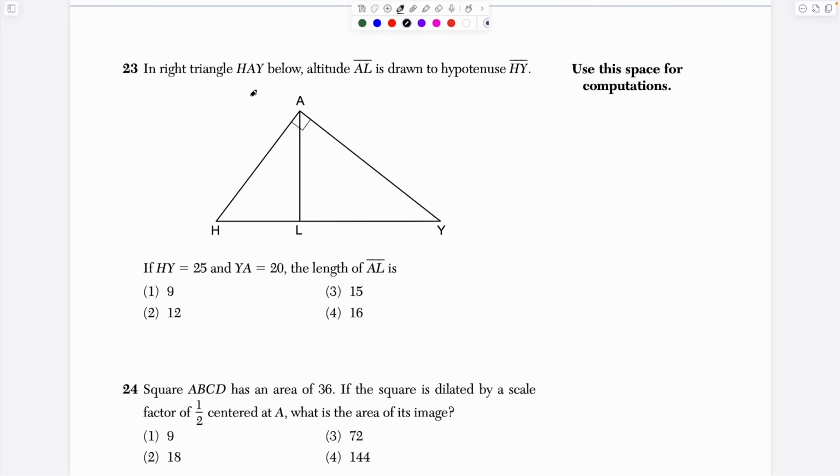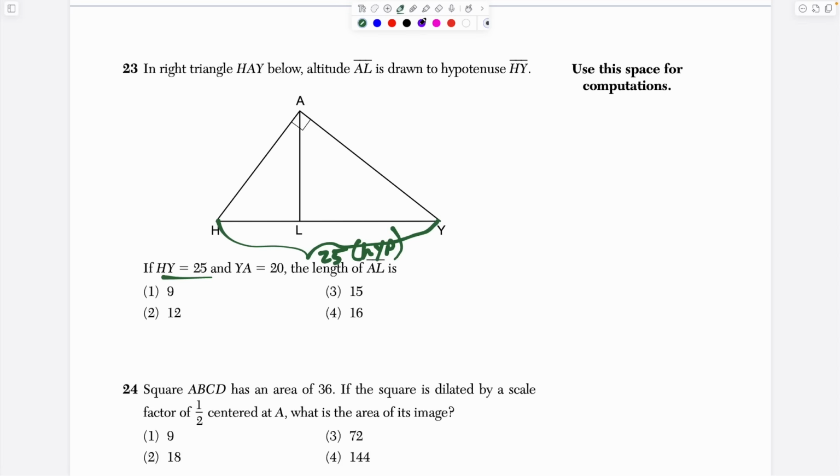Question 23: In right triangle HEY below, altitude AL is drawn to hypotenuse HY. If HY equals 25 and YA equals 20, the length of AL is... For this one, I would start by labeling. We were told HY equals 25, so this entire segment is 25 units long. This is the hypotenuse of the big right triangle.